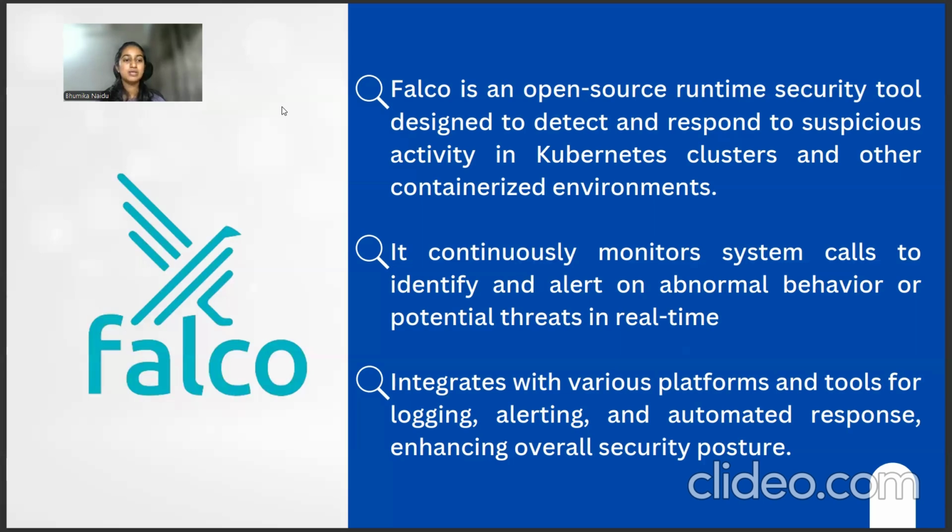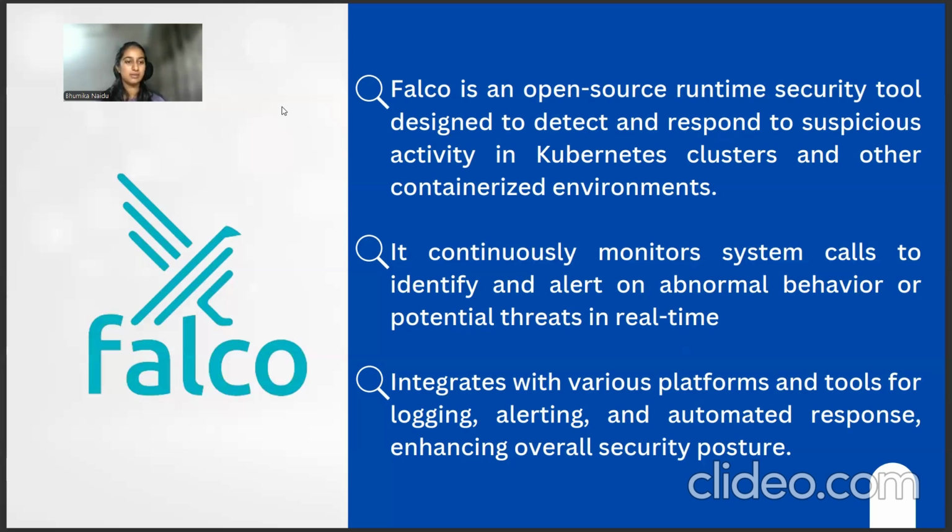The next is rule-based detection. Falco uses a set of rules to define what constitutes suspicious behavior. These rules can be customized based on the specific security policies and needs of an organization. Falco comes with a default set of rules that cover many common security concerns such as unexpected network connections, unauthorized file access, execution of shell commands by containers, or privilege escalation attempts.